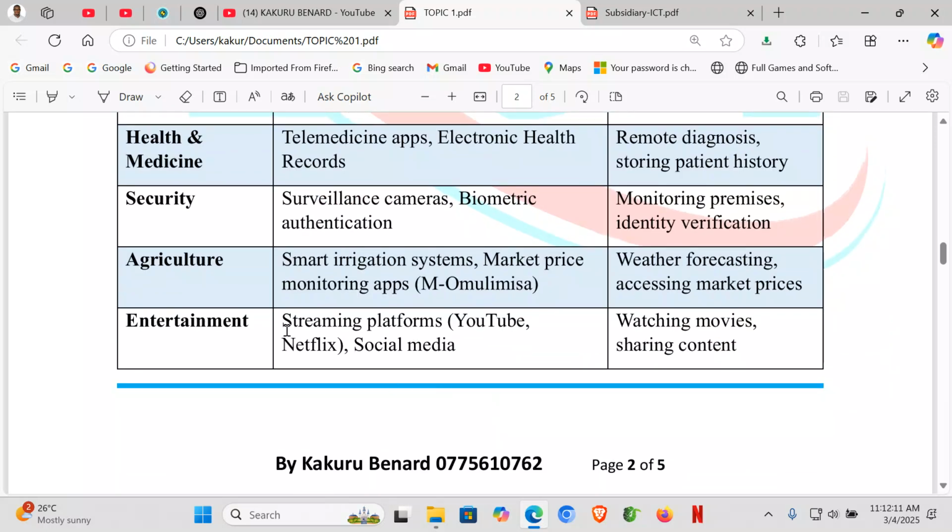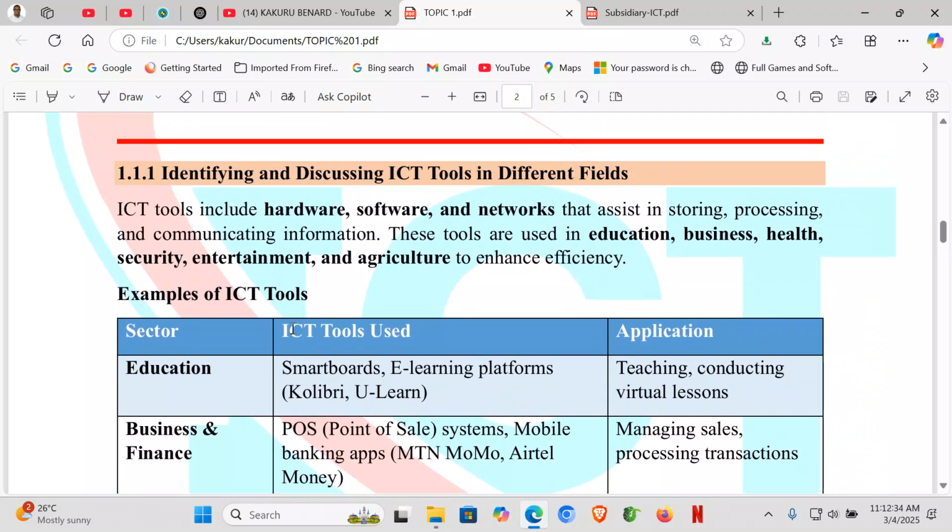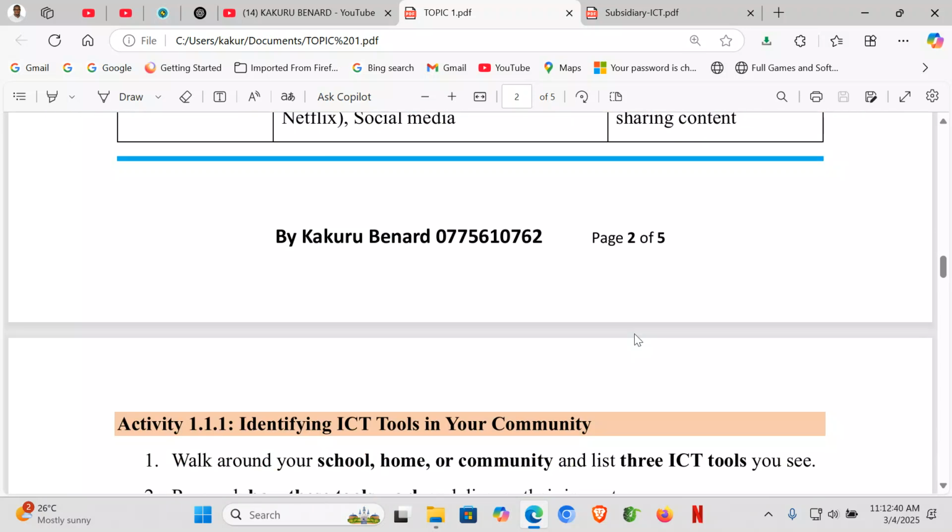In entertainment, we have tools, talk about streaming platforms like YouTube, Netflix, talk about social media, etc. Social media apps, Facebook, we have Instagram, TikTok, and all that. Their application is for watching movies, sharing content, and all that. So here, these are examples of ICT tools, the sector, ICT tools used, and their application.